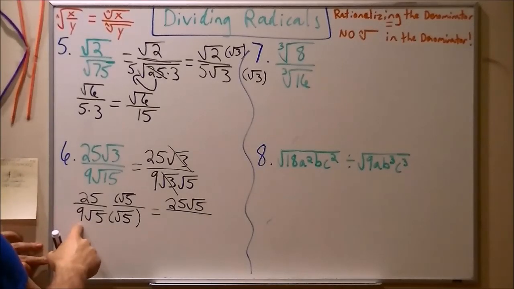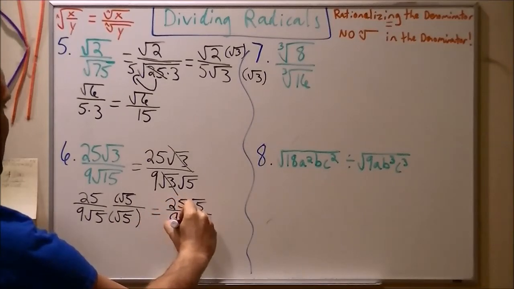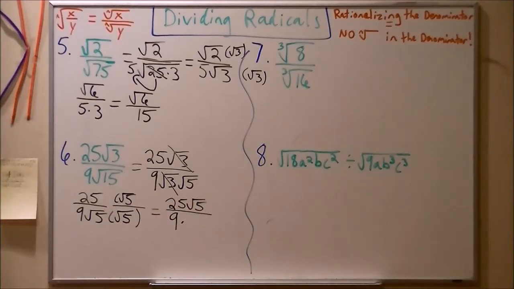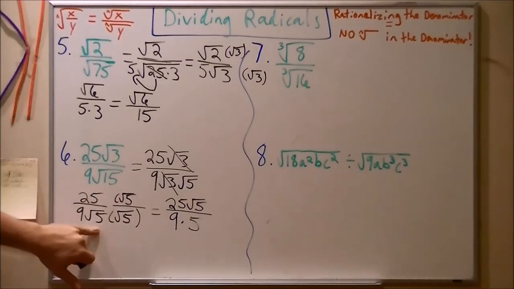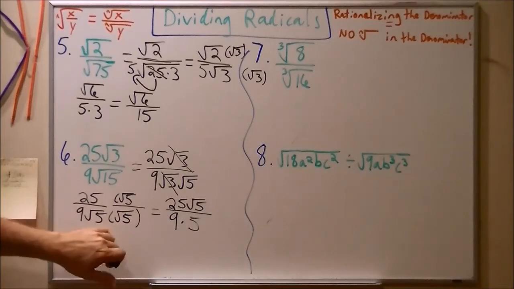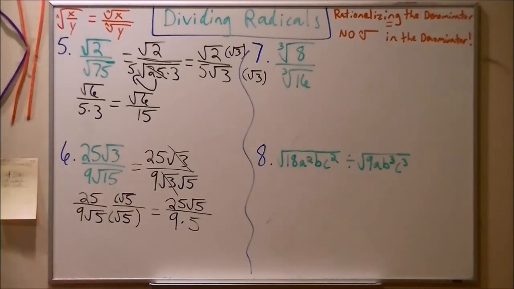is 9 times, what's the square root of 5 times the square root of 5? Square root of 25, or in other words, just the number 5. Okay? So I have 25 square root of 5 over 9 times 5, and remember, if I have the square root term multiplied by the same square root term, I can just take one of those two terms and drop the square root. Now before I go any further, can I do something with that 5 and that 25? They have something in common, don't they?